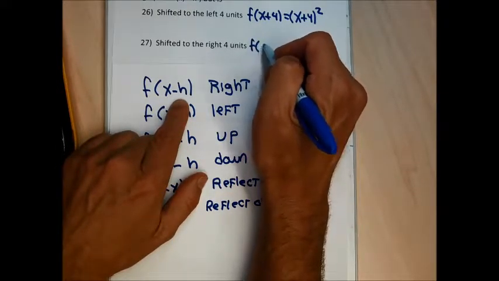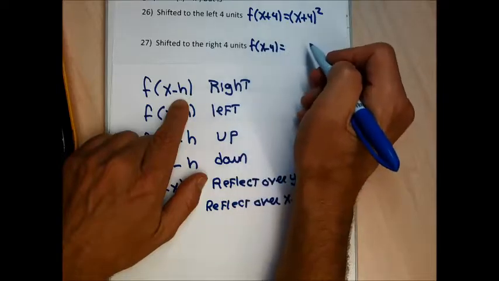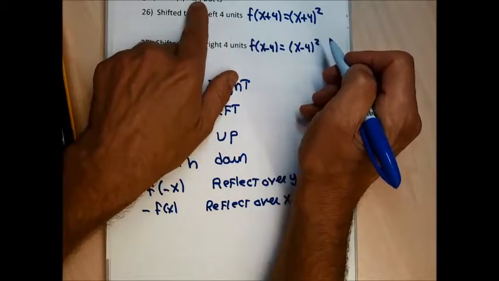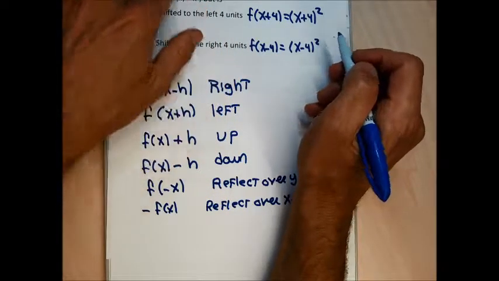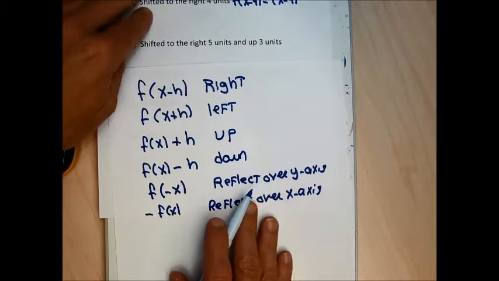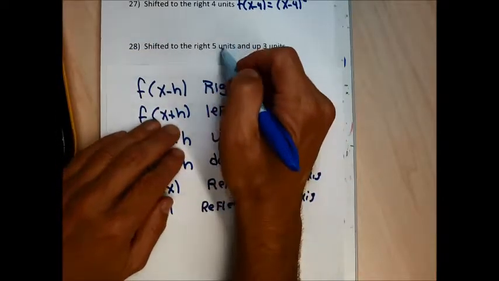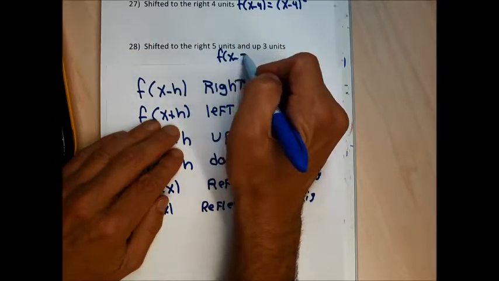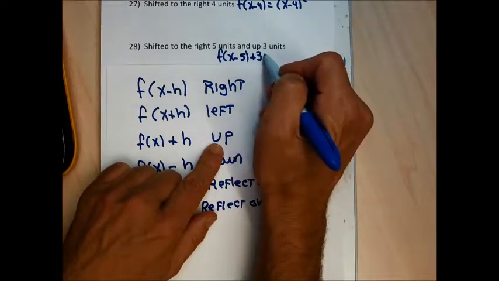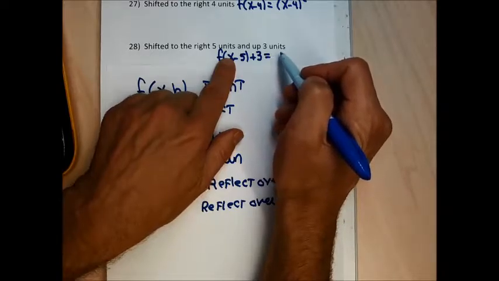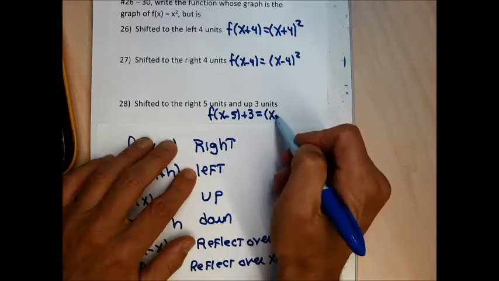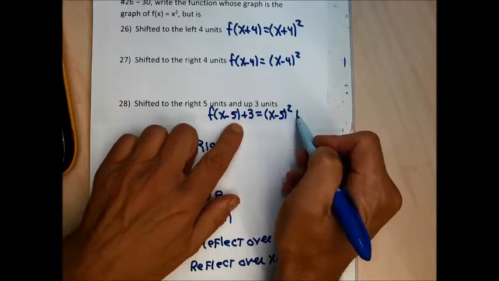In this case, it's going to be f of x minus 4. And the answer to this is going to be x minus 4 quantity squared, because that will shift the graph to the right, and it'll shift the graph of x squared to the right. For 28, a function that's going to go right 5 and up 3. To go right 5, I'd need f of x minus 5 in a parentheses. To go up 3, I'd need a plus 3 after. To find the function, the x minus 5 needs to go in a parentheses with a square. And the plus 3 goes after the function.